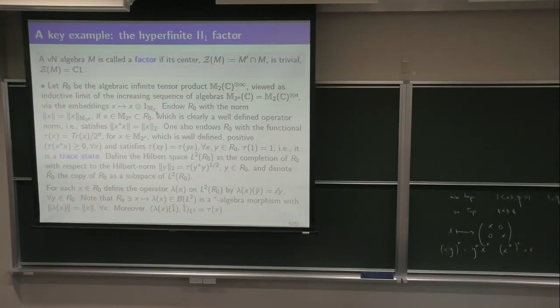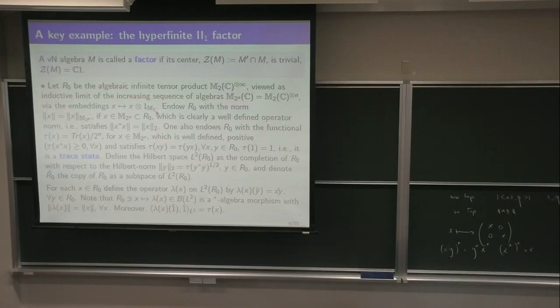Now, this map, which takes you from R0 to lambda of x in B of L2, is clearly a star algebra morphism. Just think of the way we constructed it. This is an exercise, but it's very easy. It's isometric, because you just take x in 2 to the n by 2 to the n matrices where the whole thing is obvious, and locally it's just that. And you recover the trace on R0 as a vector state, as a vector functional, which is kind of important.